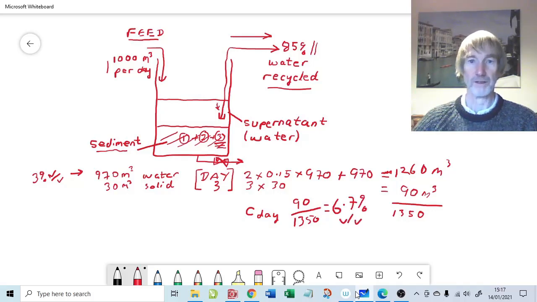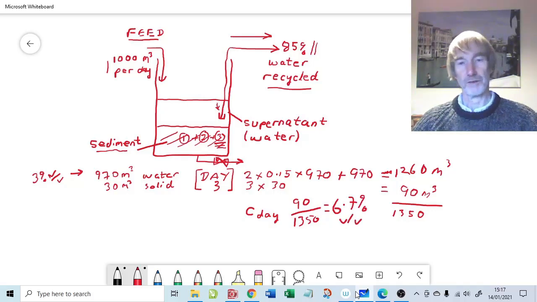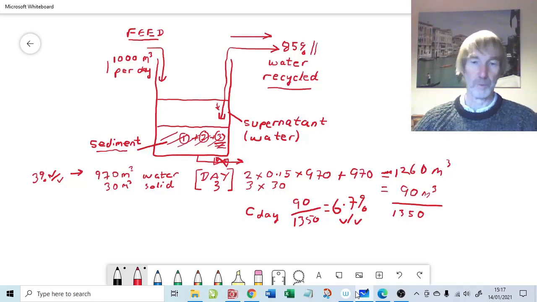So we're designing this tank really for day 3, where we have a 6.7% solid concentration settling in a total volume of 1350 meters cubed of slurry. Okay, so that's essentially what the design requirement is.